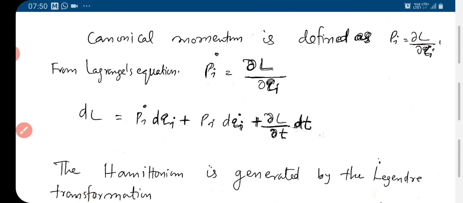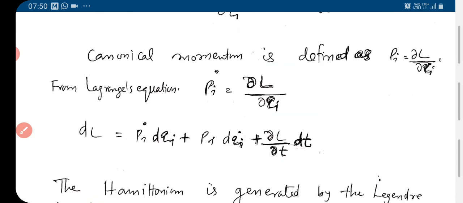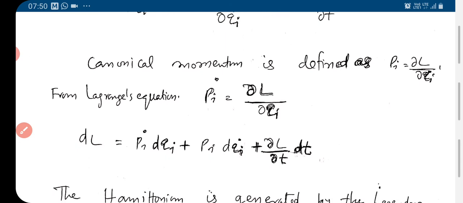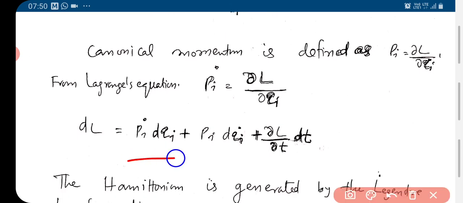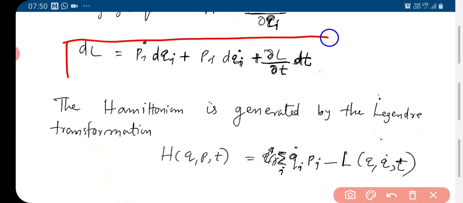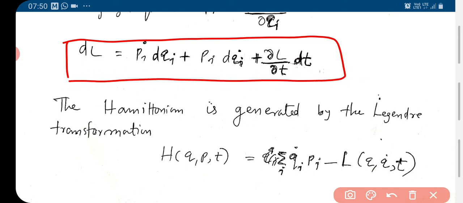So we substitute for that. We have dL, substituting for ∂L/∂qi, as pi dot dqi plus pi dqi dot plus ∂L/∂t dt. Okay, so this is dL.